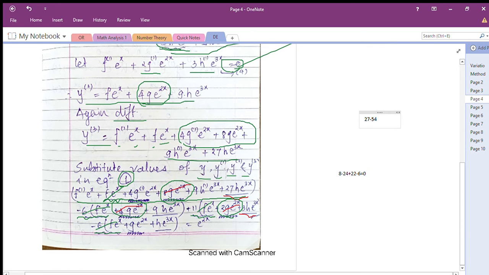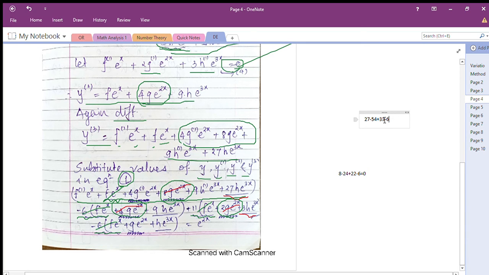54, but it is minus 54. Now this is 3h and this is 11. So it is 3h plus 33. And what will be the last term? h e raised to 3x. So it is minus 6. Now just add all these terms.